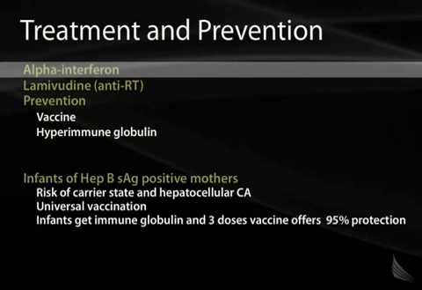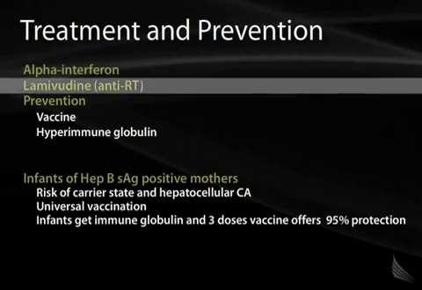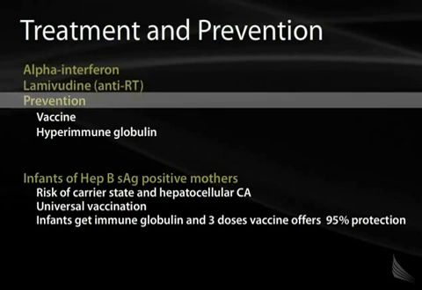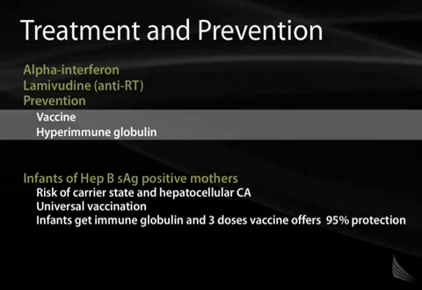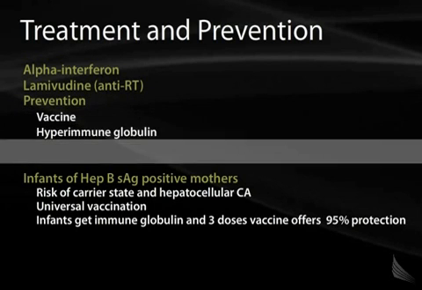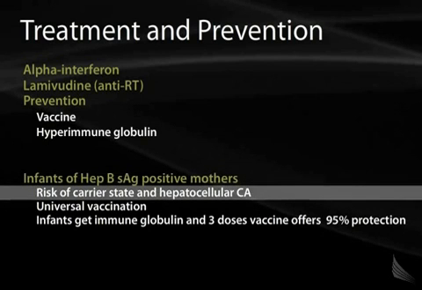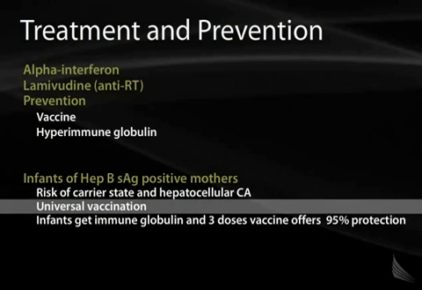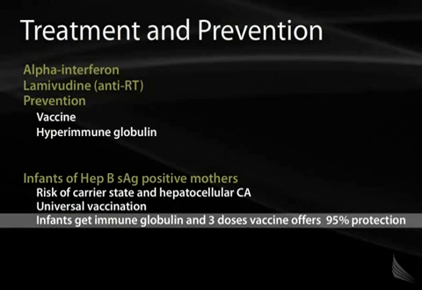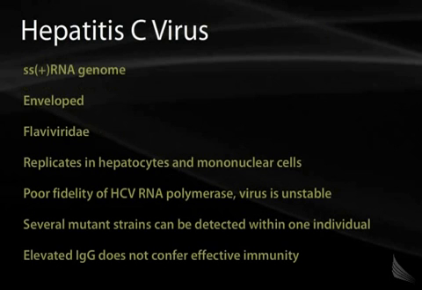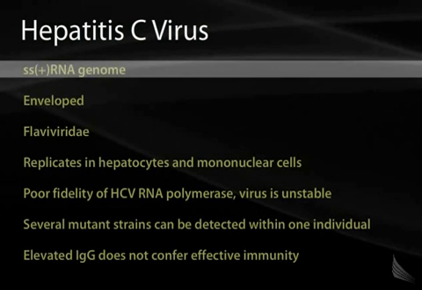Treatment and prevention against hepatitis B includes alpha interferon. You can also try lamivudine, which affects the reverse transcriptase, or you can prevent it through a vaccine or through hyperimmune globulin. Infants of Hep B surface antigen positive mothers have a risk of the carrier state and hepatocellular carcinoma. They are universally vaccinated, and the infants get immune globulin and 3 doses of vaccine. That offers 95% protection.